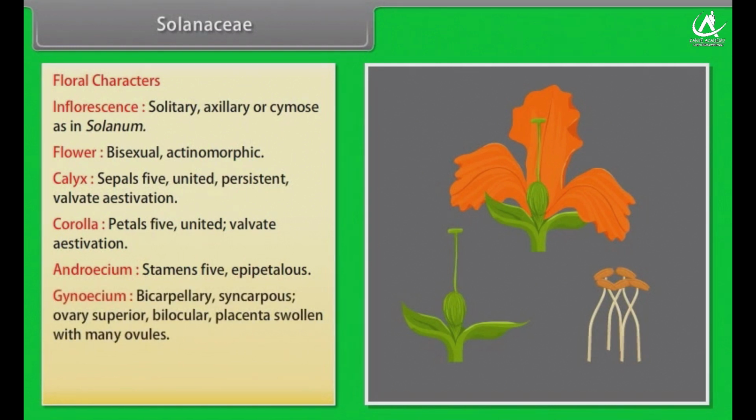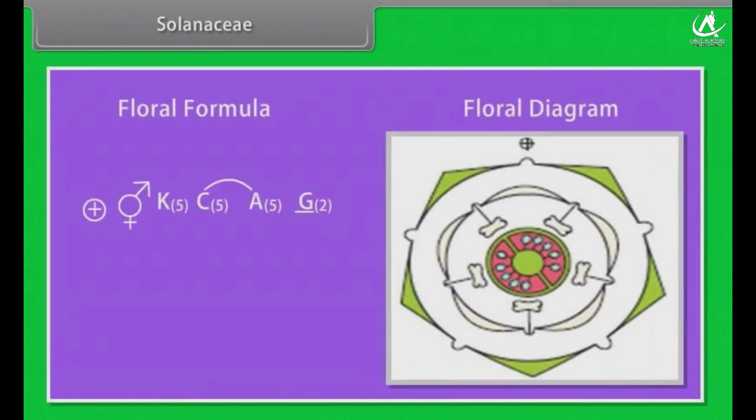Gynoecium, bicarpellary, syncarpous, ovary superior, bilocular, placenta swollen with many ovules. Fruit, berry or capsule. Seeds many, endospermous. Floral formula is shown, and this is the floral diagram.